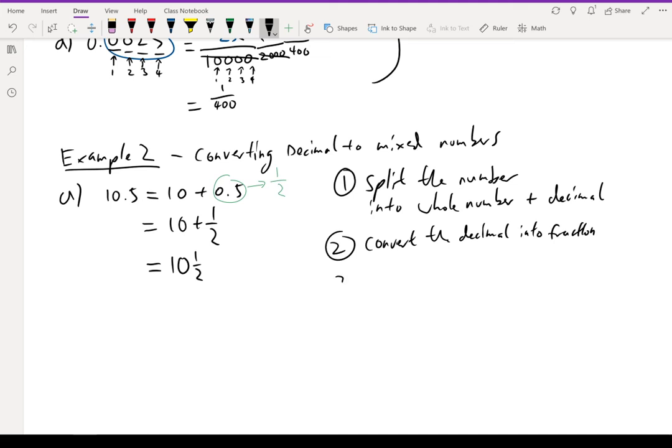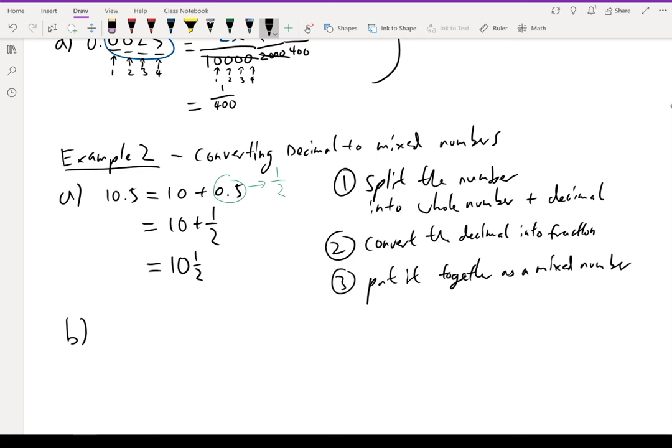And then step 3, we put it together as a mixed number. Okay, so that's how we convert a decimal into a mixed number that is bigger than 1. Now, let's look at another example.